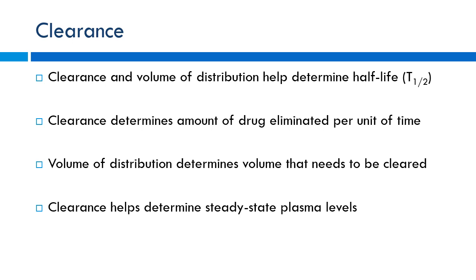So for instance, if I have something that has a very low volume of distribution, all of it stays within the bloodstream, do you think that has an easier time being cleared or harder time? It's a lot easier because it's all right there in the blood. It doesn't have to be leached out from the tissue. However, if I have something that's a very large volume of distribution that's sitting out there in the adipose tissue, it takes time for that to all leach back into the systemic circulation before it can be eliminated, right?